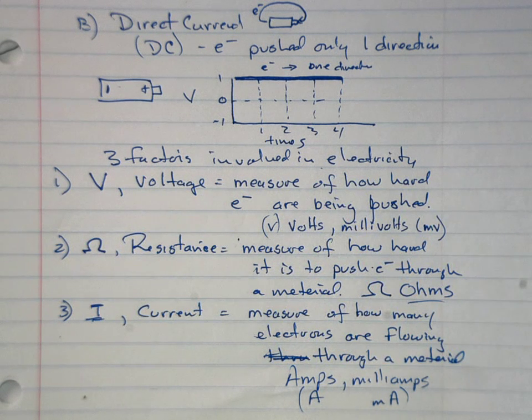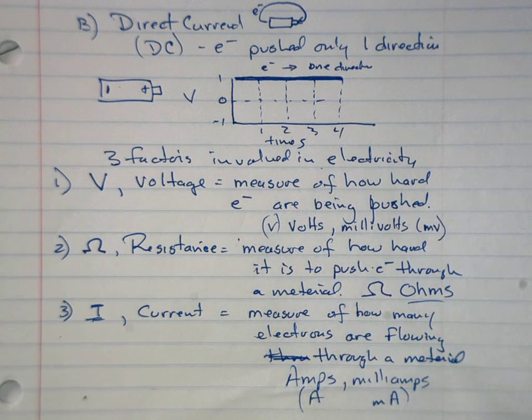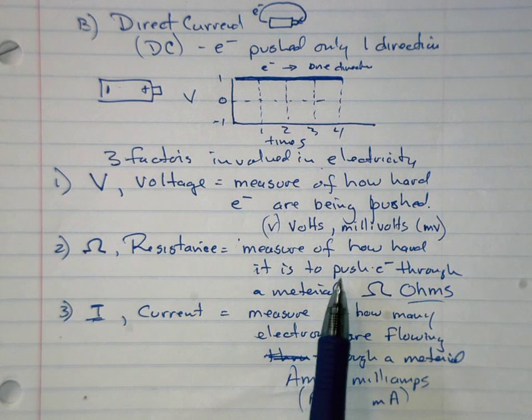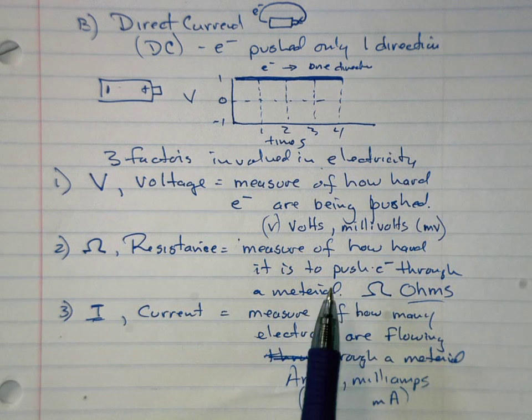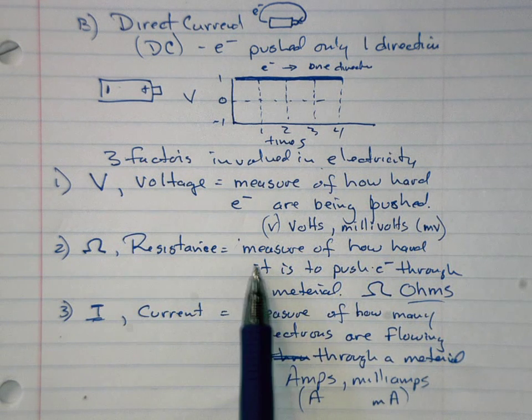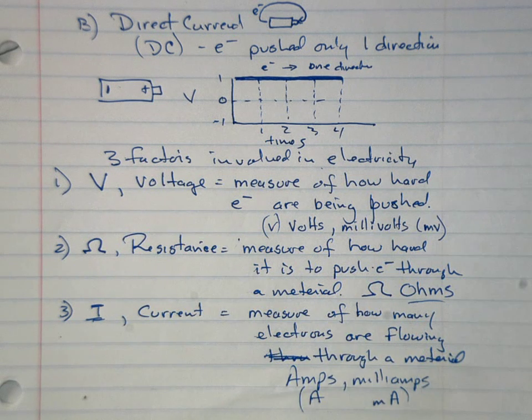So we've got how hard electrons are being pushed through something. We've got how hard it is to push them through. Some materials it's really easy to push electrons through, other ones it's more difficult. And if you have a whole bunch of appliances hooked up in a circuit, the resistance goes way up. And then the current is a measure of how many electrons you've actually got flowing through there.